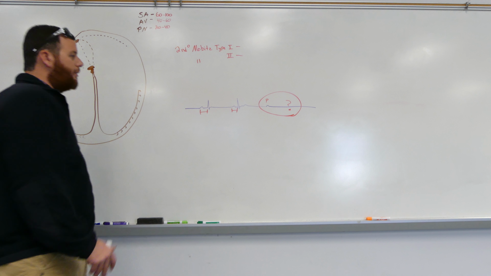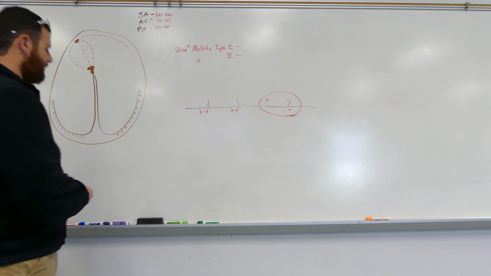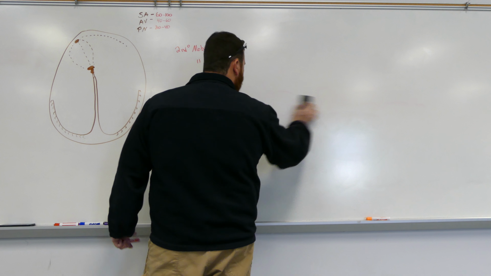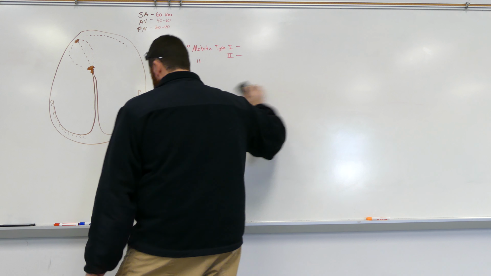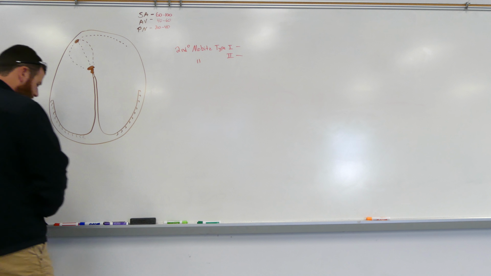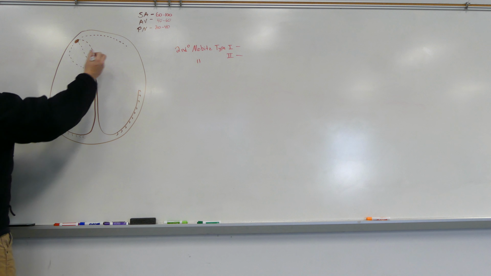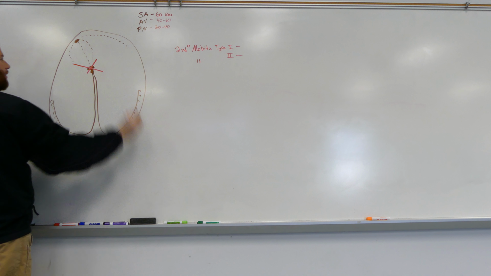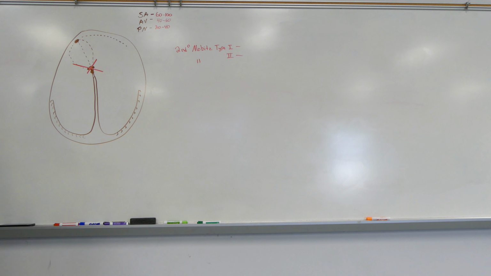We'll go ahead with a third degree on this video. I think I'm going to have enough time. So a third degree AV block is when it really starts to get dicey. Because in a third degree AV block, there is complete interruption of impulses through the AV node.